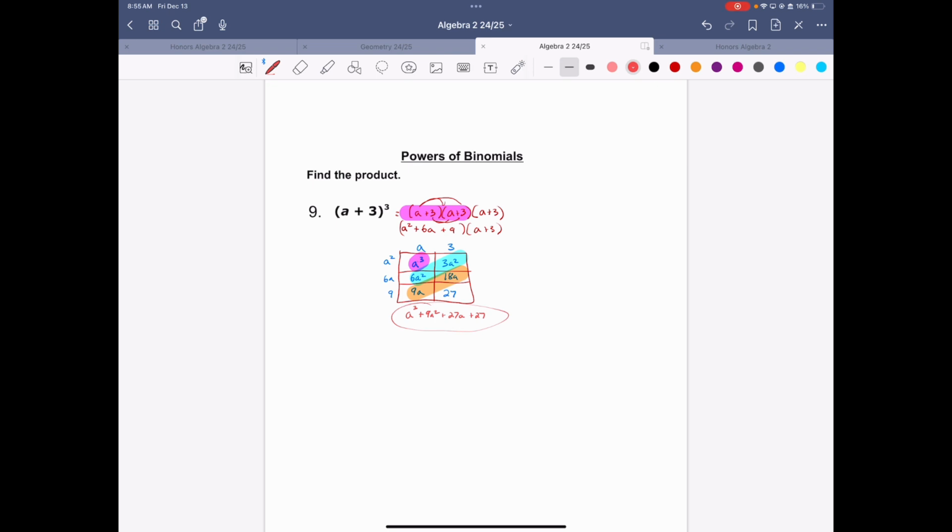Adding, subtracting, and multiplying polynomials. Something you've done before. The only new thing might be the box method, but I think we've talked about that before as well. Maybe at the beginning of the year, we may have talked about this as well. Any questions before we move on?